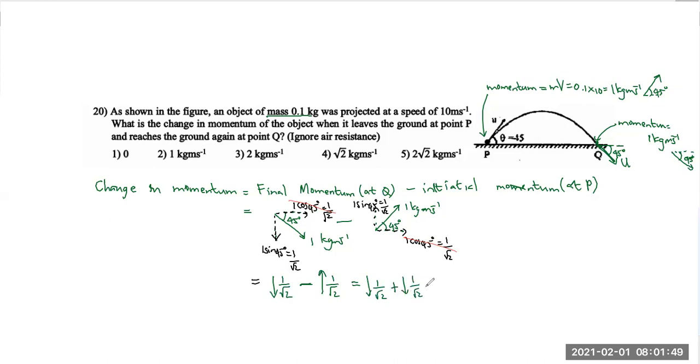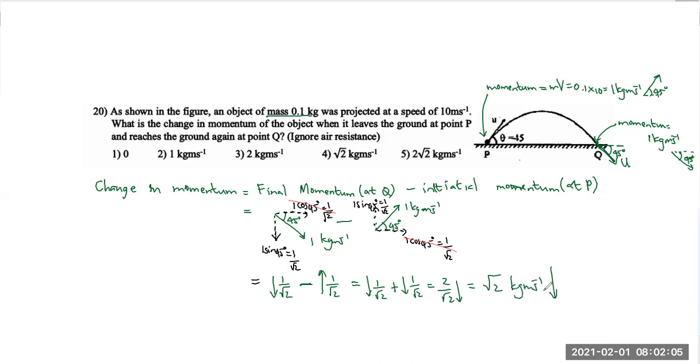All right. So what's going to be the final answer? We have to add root 2 plus root 2. 1 over root 2 plus 1 over root 2. That is 2 divided by root 2 downwards. What is 2 divided by root 2? That is in fact root 2 kilogram meter second minus 1 downwards.